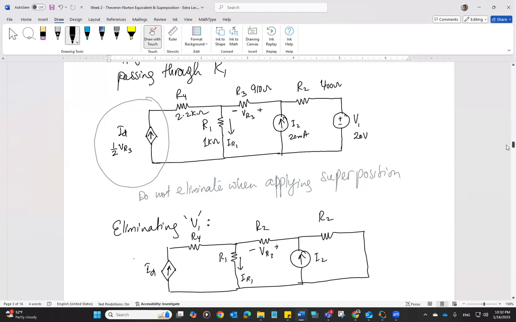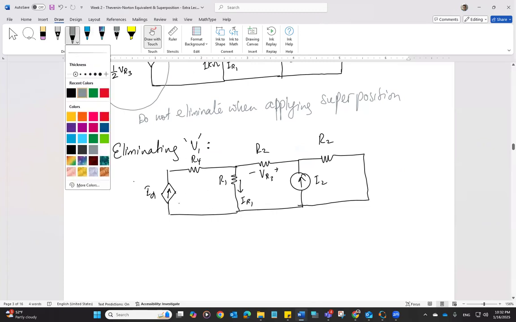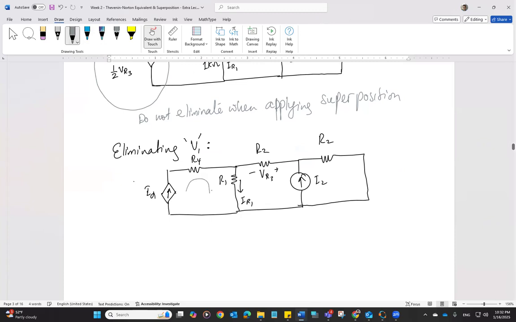So let's go ahead and solve this circuit. Let's see what is the easiest way to solve this circuit. Of course, we know that the current in this loop is going to be ID. We already know that. Well, we can apply a super mesh.